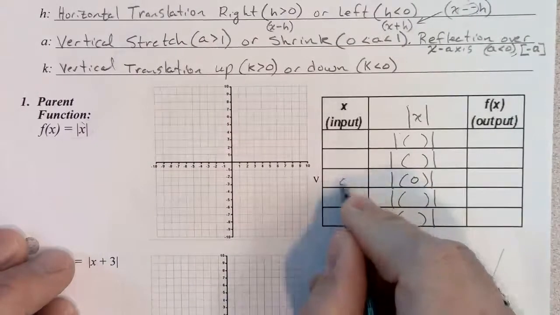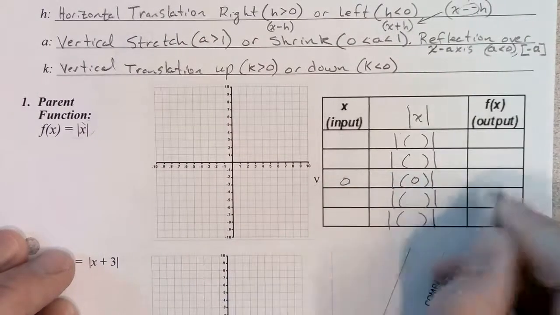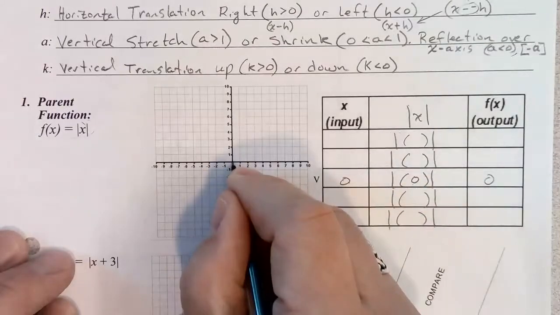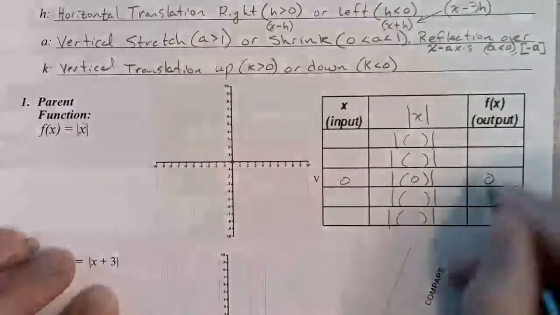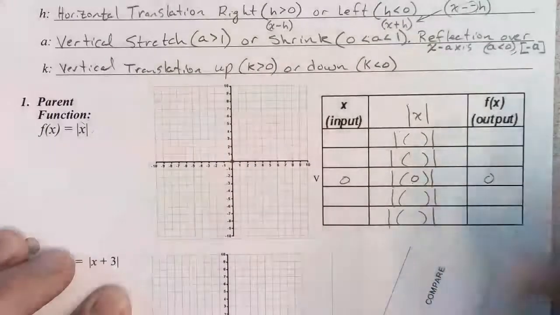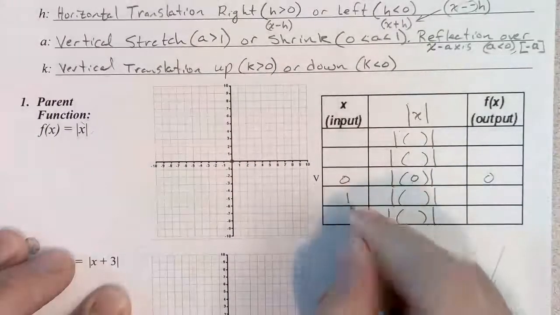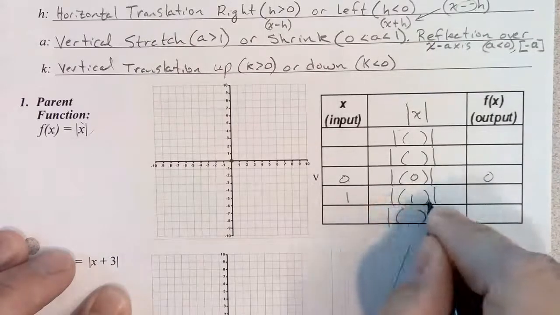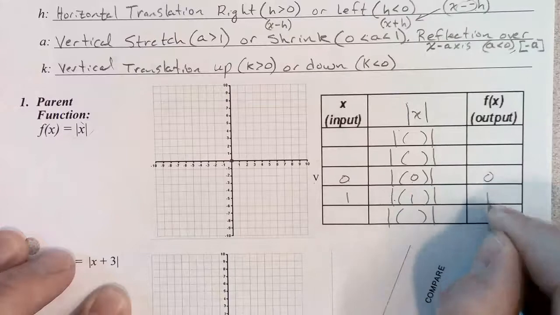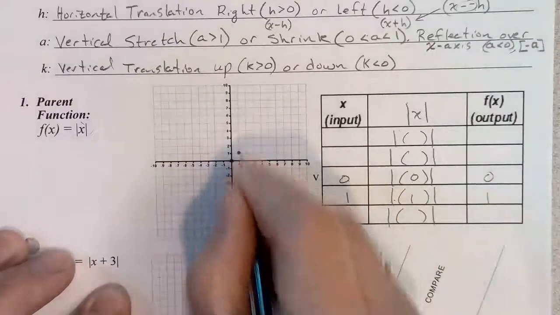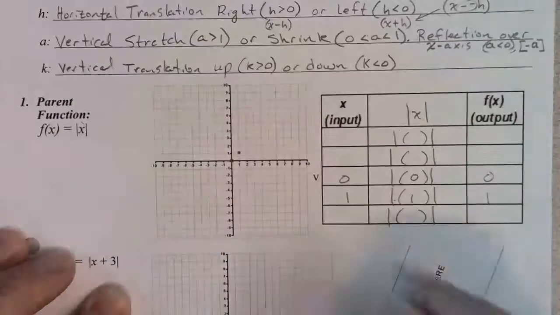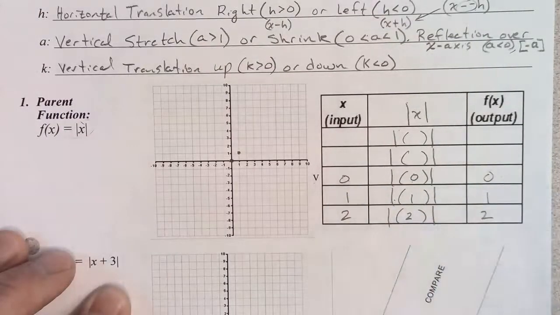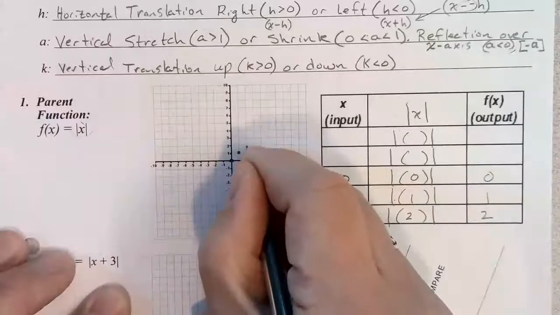So when our input is 0, we get an output of 0. We have an ordered pair of 0, 0. And that allows us to think of our next input being 1. We input 1. The absolute value of 1, the distance from 0 of 1, is 1. So we get 1, 1. And I'm going to input 2. The absolute value of 2 is 2. It's 2 units away from 0, so we get 2, 2.